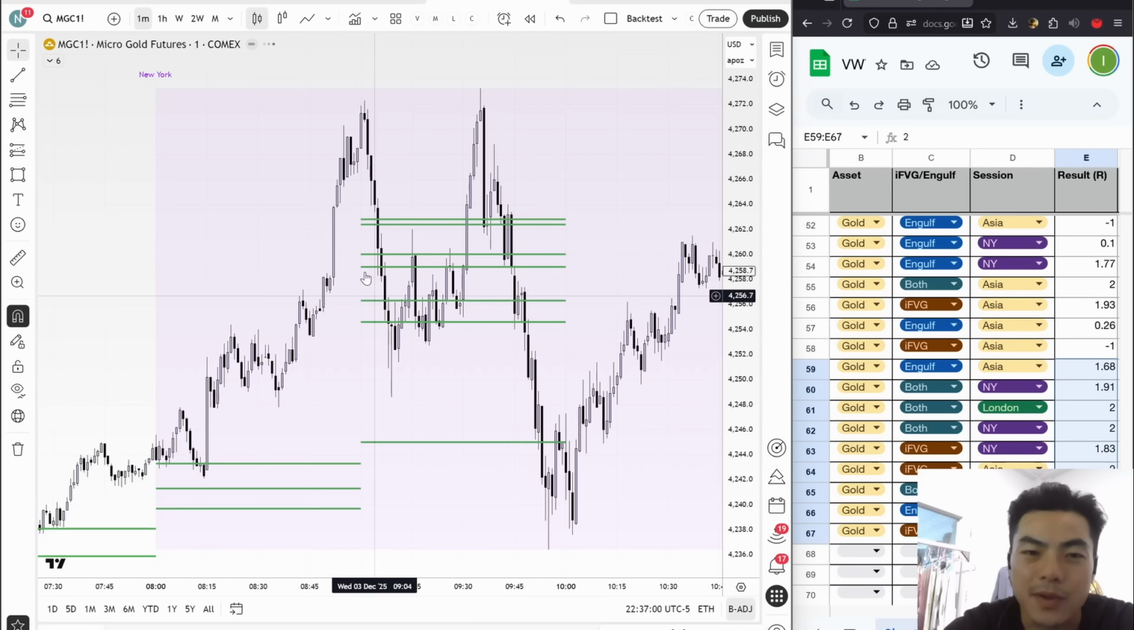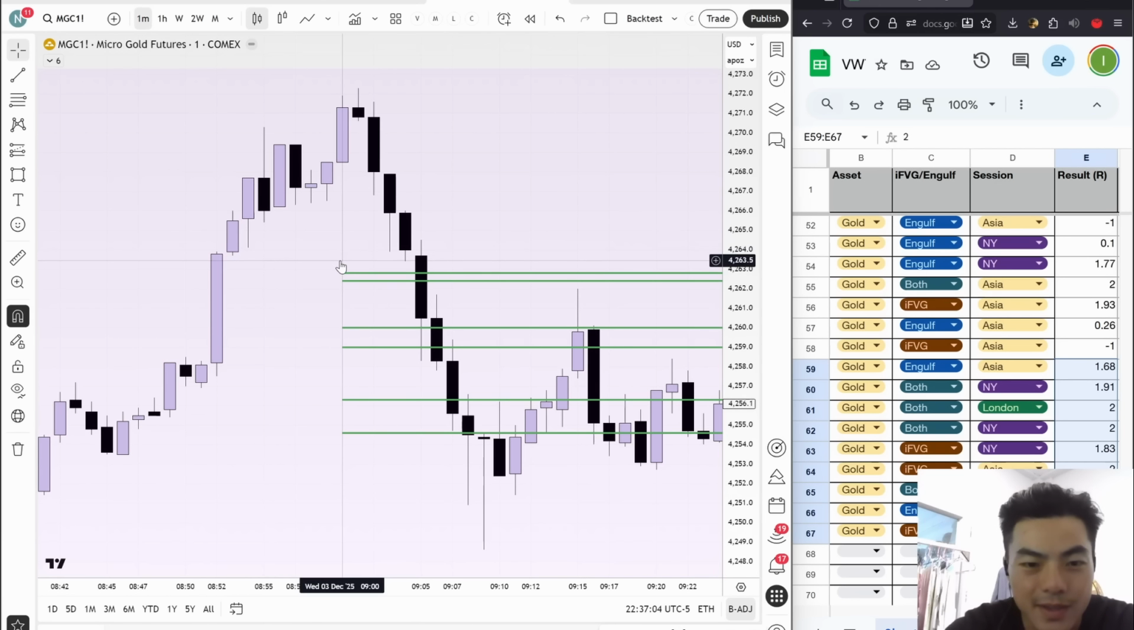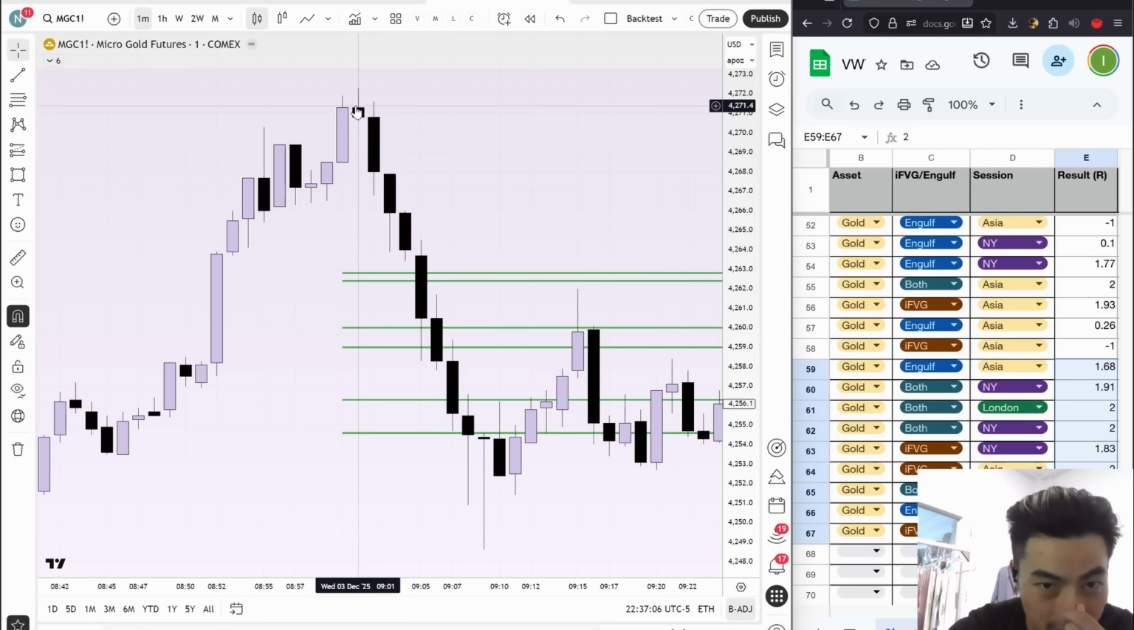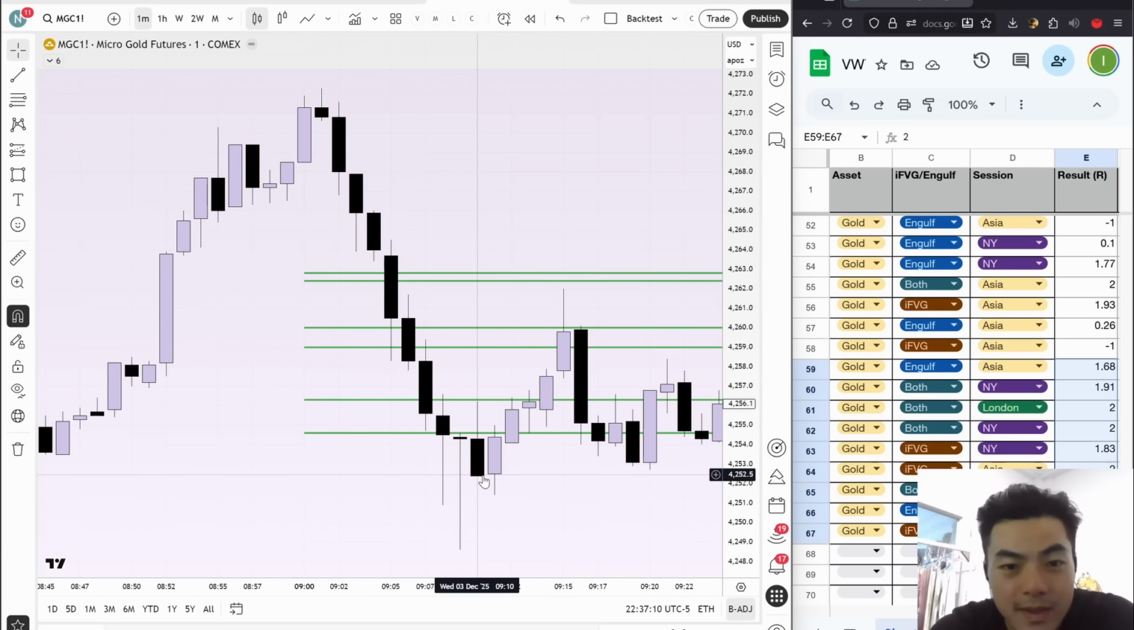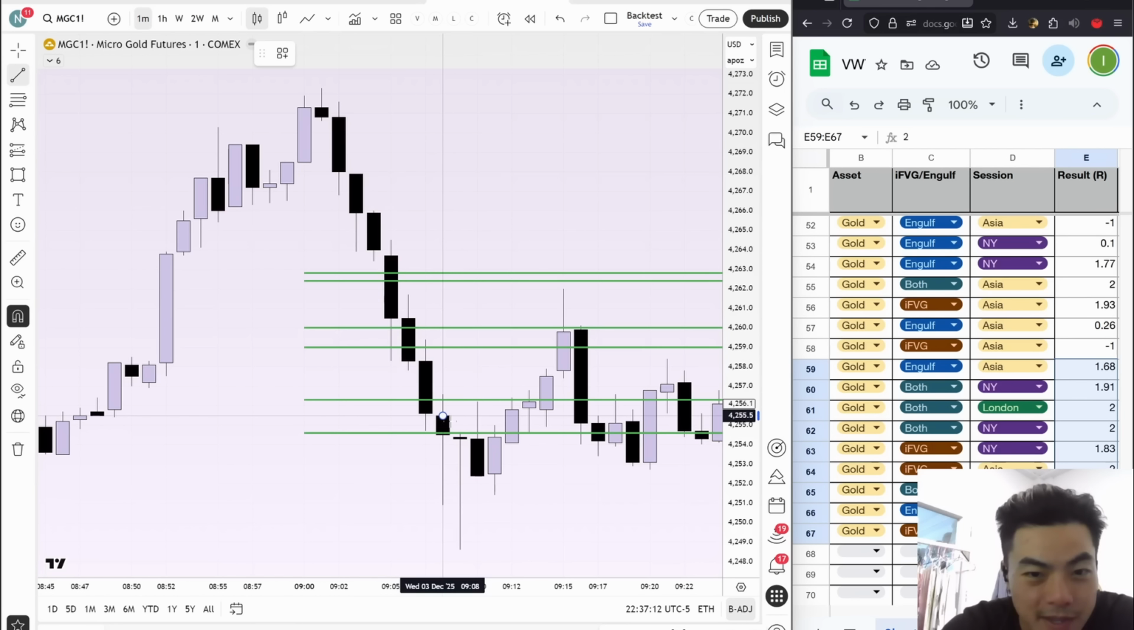Alright, what do we have here? A lot going on. Okay, let's just start here. 9 a.m. candle opens, we get a massive rundown. So we would look to engulf this candle, because that's the last candle that closed beneath the final POI. So we finally get it here.